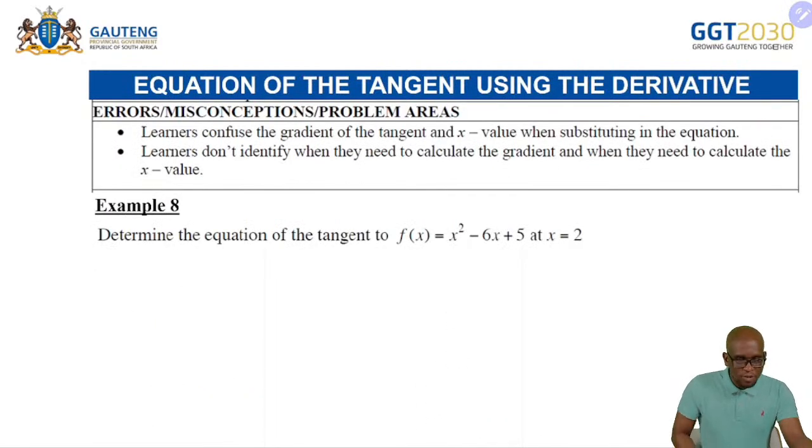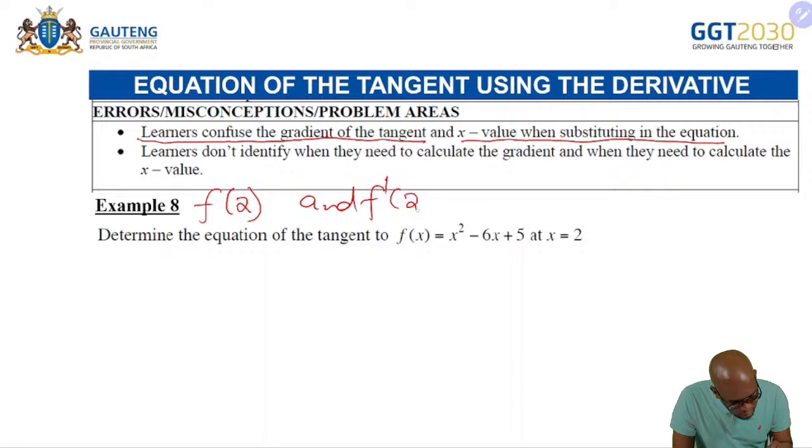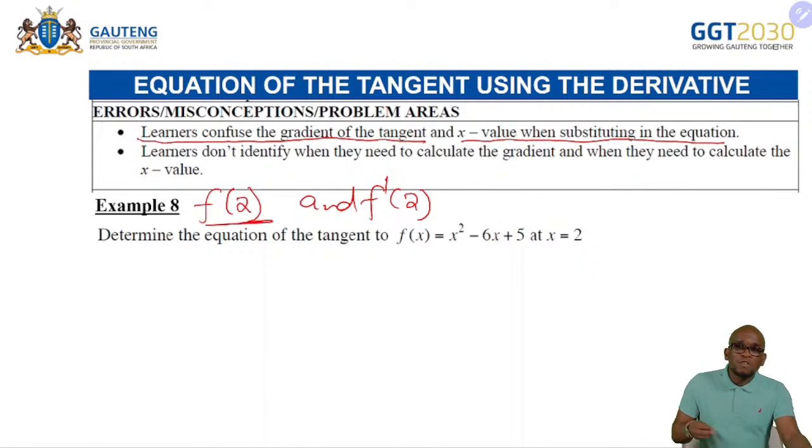Right, the equation of a tangent. We want to work out the equation of a tangent using the derivative. Now, how do we work out the equation of a tangent using the derivative? The most errors that we see, you usually confuse gradient of a tangent and x value when substituting into the equation. There is something called f of 2 and f prime of 2. These are two totally different things. F of 2 gives me the y value when x is equal to 2. F prime of 2 gives me the gradient when x is equal to 2. Please be very, very careful.